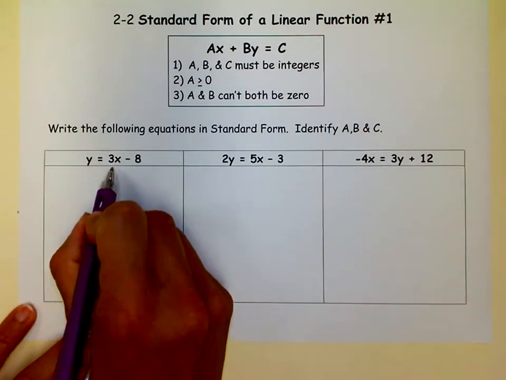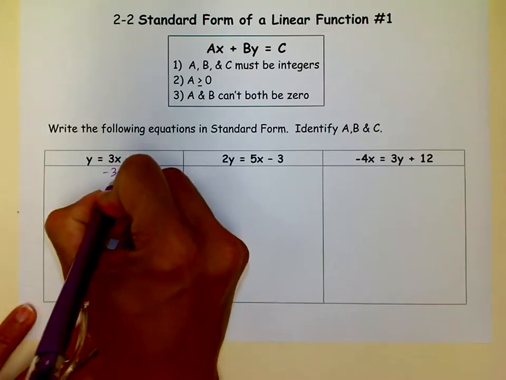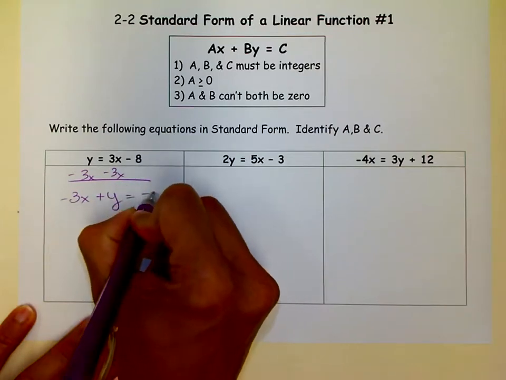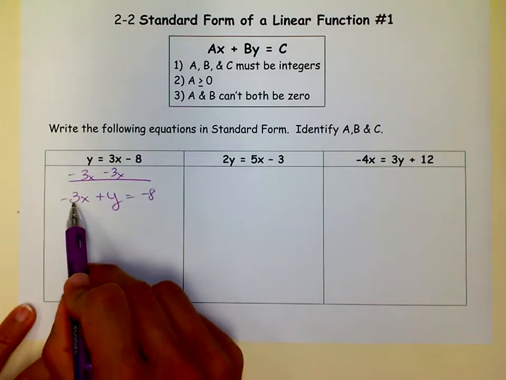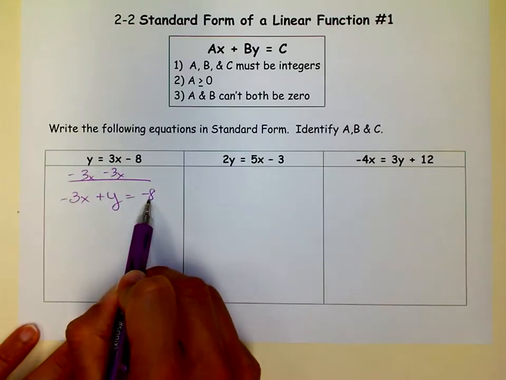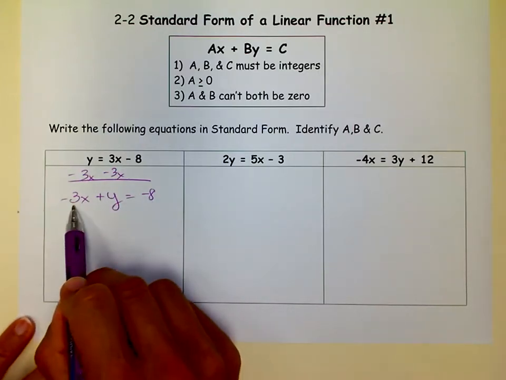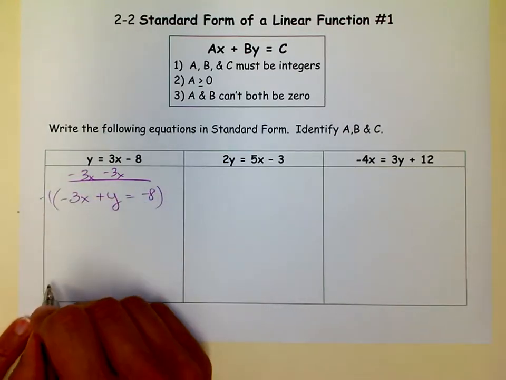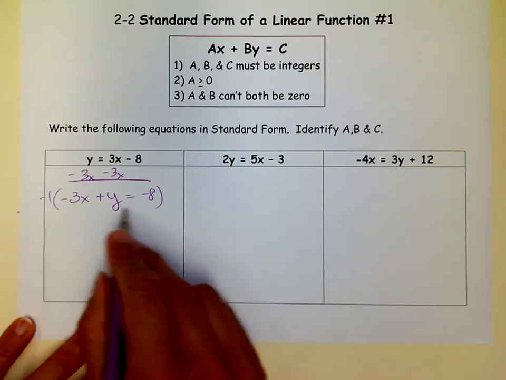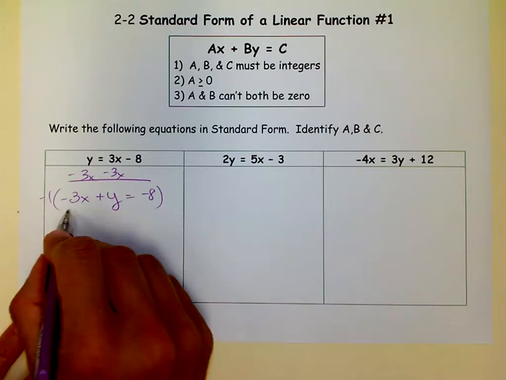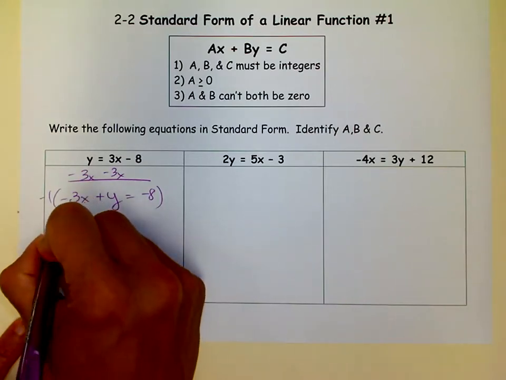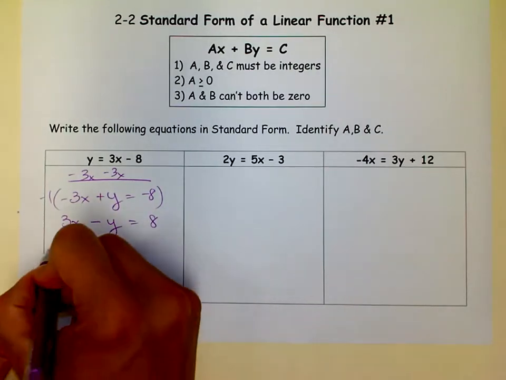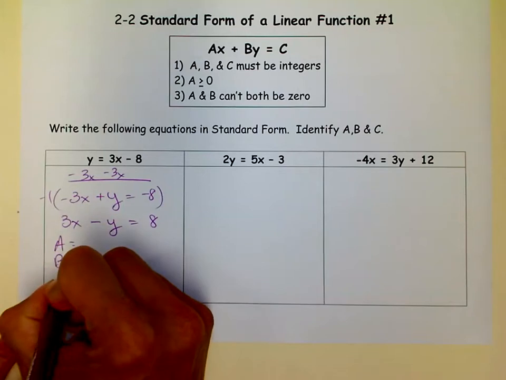So the first thing we want to do is get the x to the other side. So we minus 3x from both sides. We get negative 3x plus y equals negative 8. Then we check to see if they're integers. Negative 3, 1, and negative 8 are all integers. So we check to see if a is negative. It is, so we have to make it positive. The easiest way to do that is to multiply the whole equation, everything, by negative 1. When you multiply both sides by negative 1, it gets rid of the negative on the a, and it changes all the signs. So there it is.